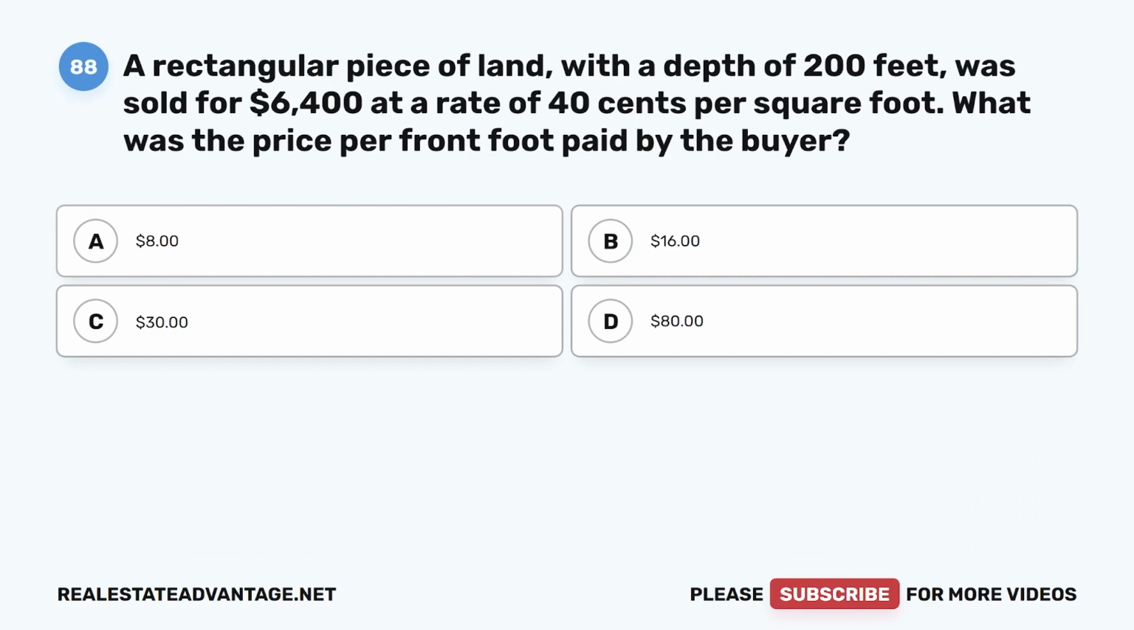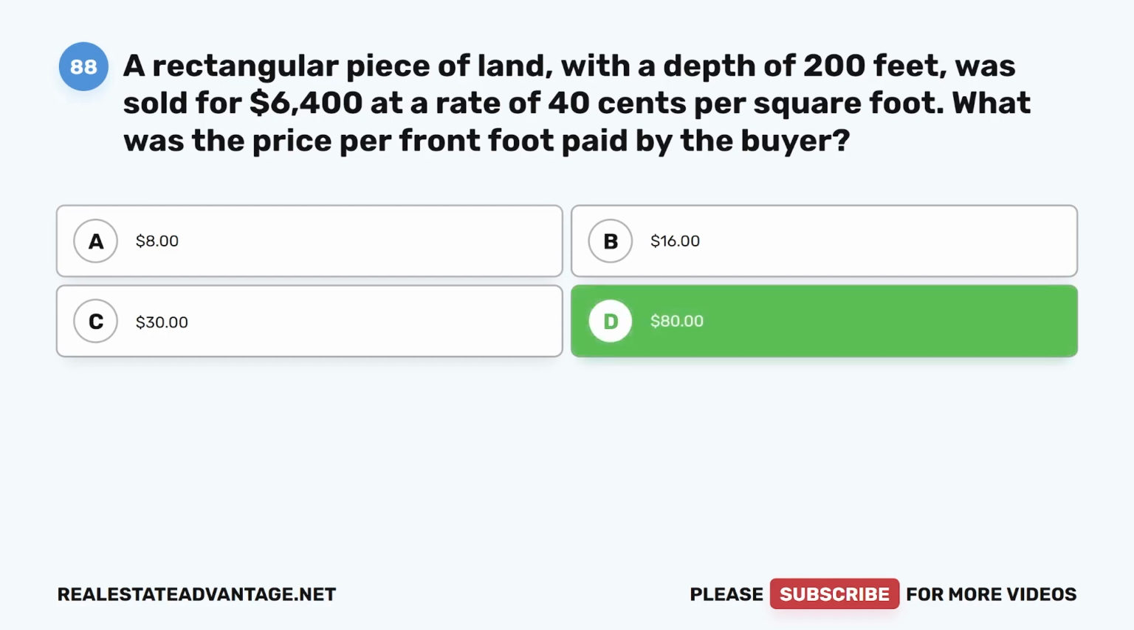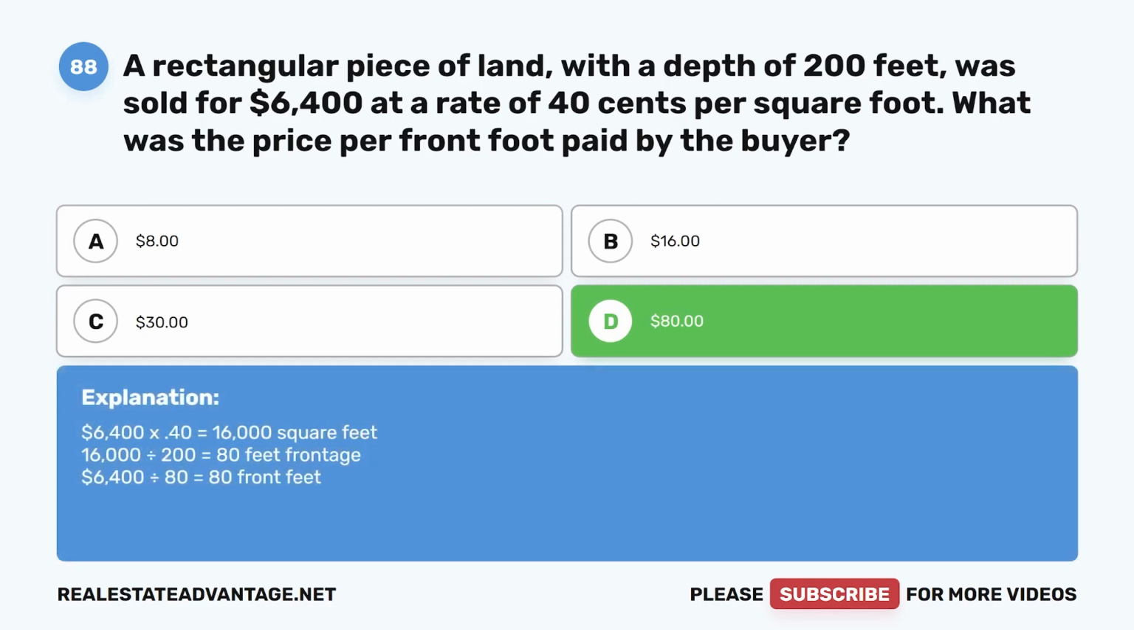Question 88. A rectangular piece of land with a depth of 200 feet was sold for $6,400 at a rate of 40 cents per square foot. What was the price per front foot paid by the buyer? A. $8. B. $16. C. $30. D. $80. The correct answer is D. $80. $6,400 divided by 0.40 equals 16,000 square feet. 16,000 divided by 200 equals 80 feet frontage. $6,400 divided by 80 equals $80 per front foot.